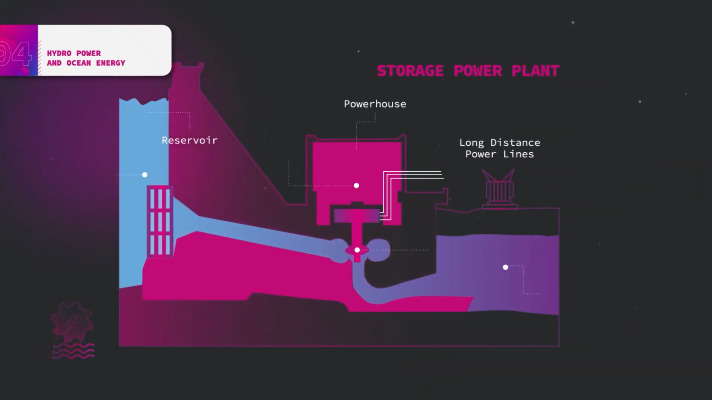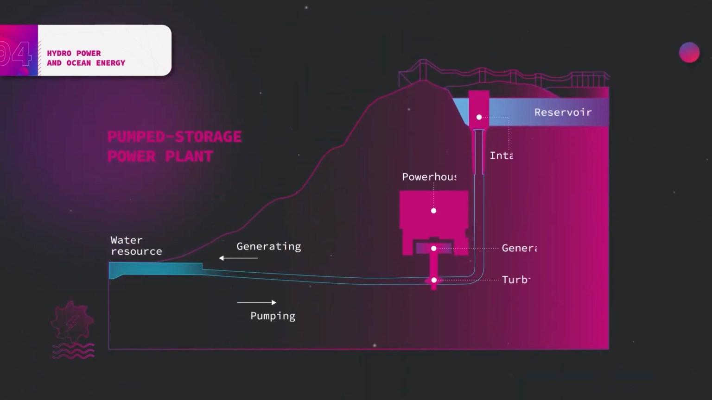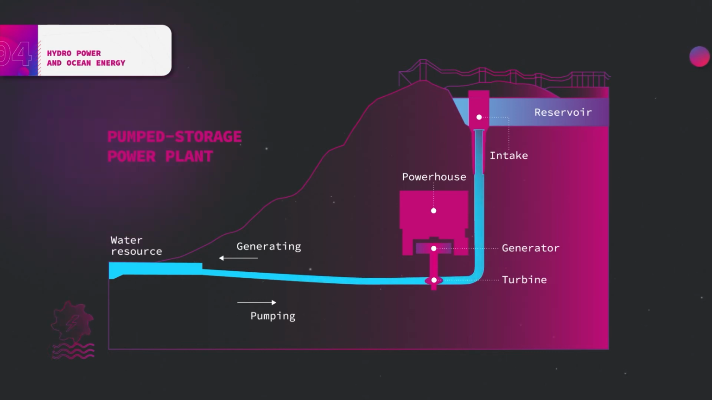Storage power plants use the same principle, but the elevation difference is much higher as the water is stored behind a dam. Hence, more energy can be generated than with run-of-river power plants. Pumped storage power plants are not installed in a river, but create the elevation difference by pumping water from a lower level to a water reservoir at a higher elevation level. These power plants are mainly found in mountain regions.